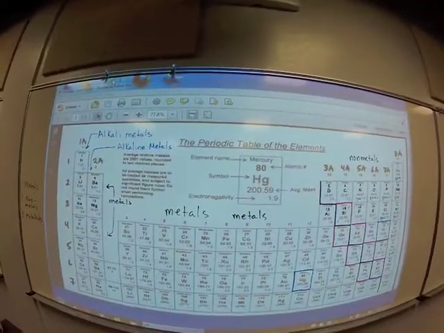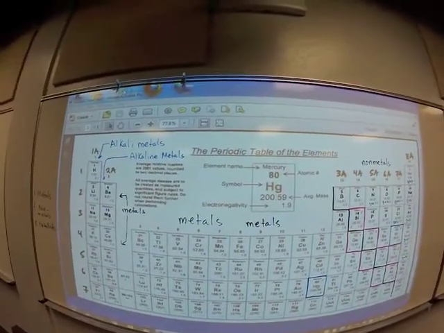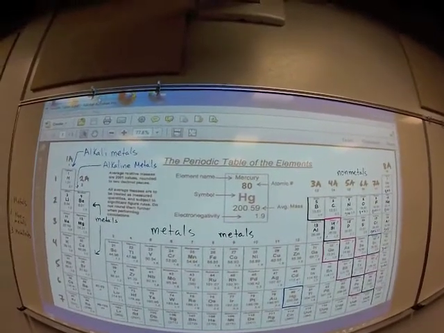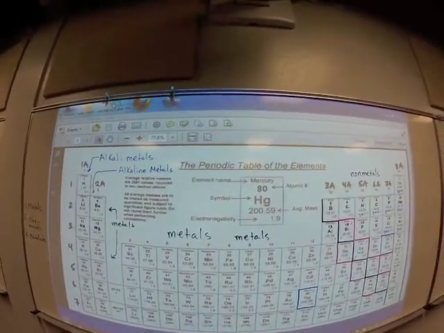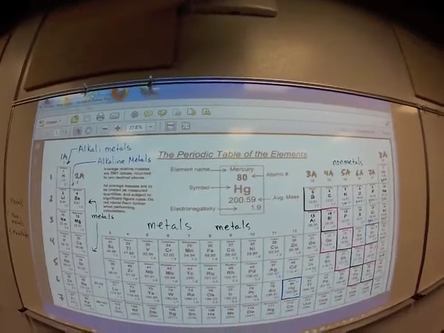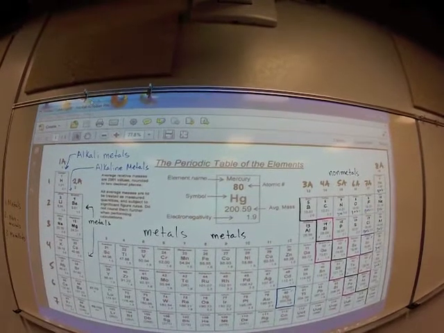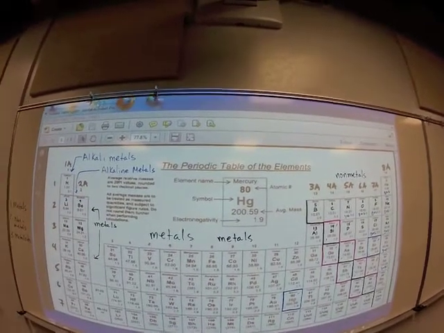Okay, in the last video, we learned about the basics behind reading a periodic table, and what I want to do now in this second video on the periodic table is correlate the basic physical properties of the elements with the periodic table. Now, a very quick review.